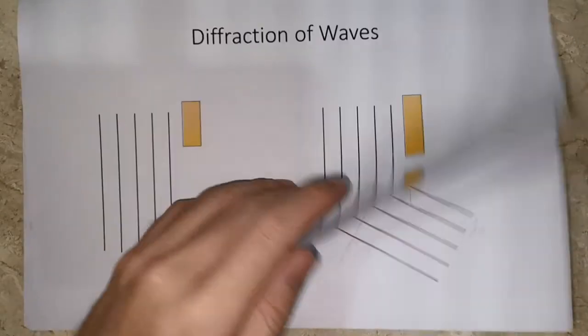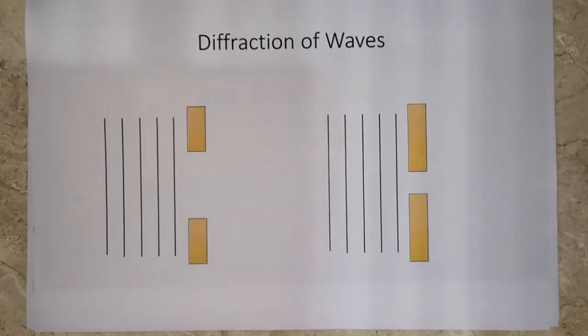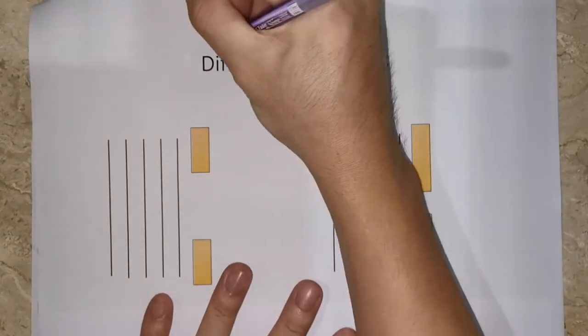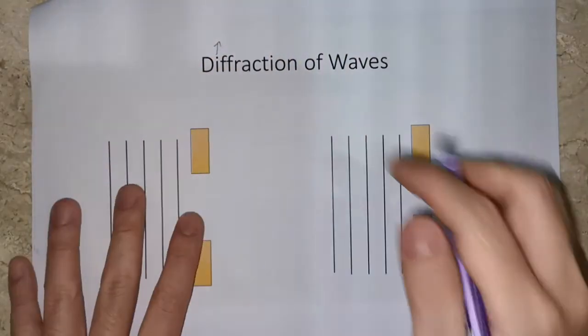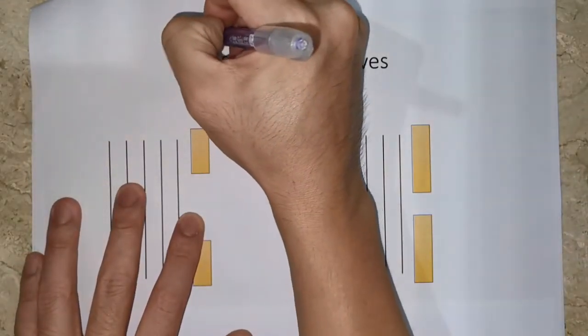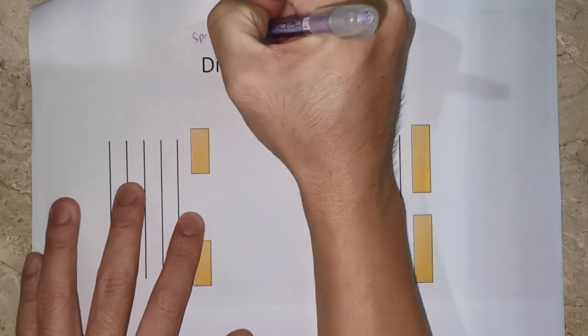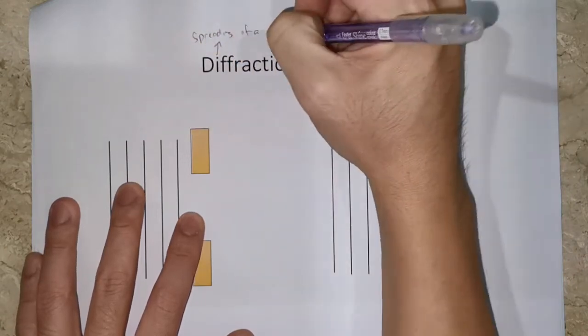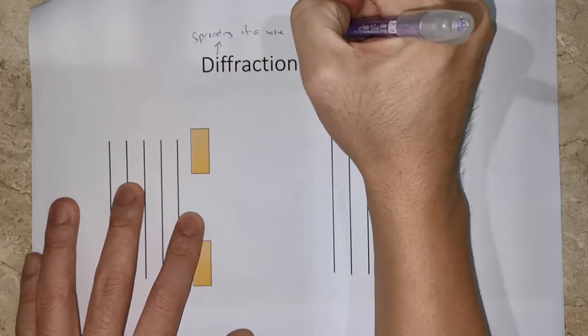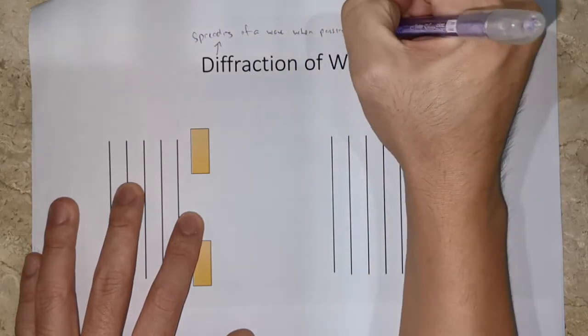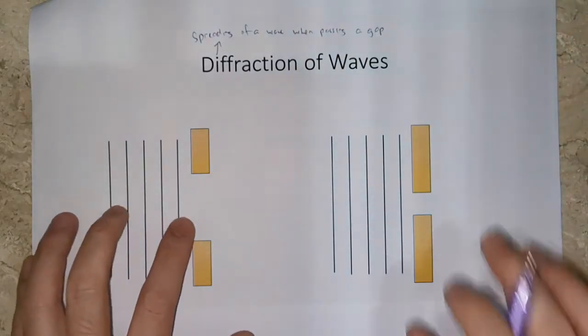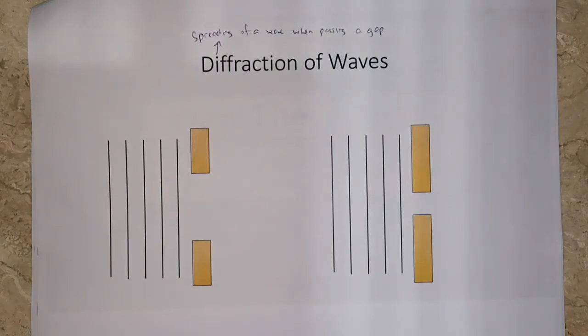Coming to the last part on diffraction. Now, diffraction is something that probably is new to you. Let's just put that out right now. Diffraction refers to the spreading of a wave when passing a gap. Right? So if we've got a gap, it will start spreading.